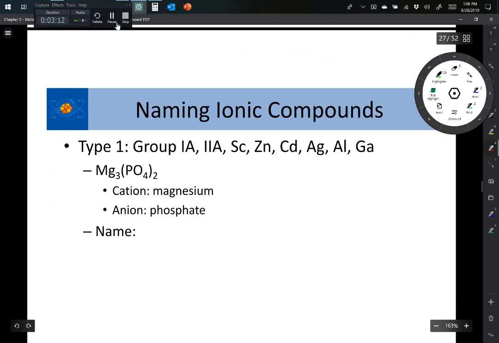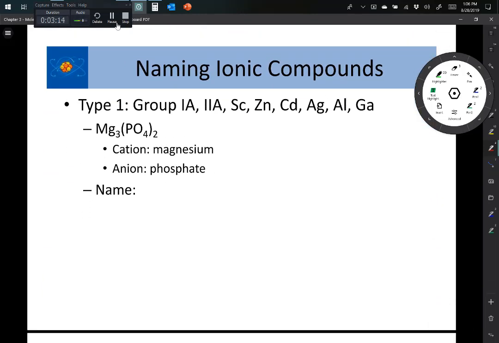Okay, so now what we have to do is work on naming ionic compounds. When you name ionic compounds, the first thing you have to do is identify the metal ion. If it's type 1, the writing of the name is super simple. It's pretty straightforward.